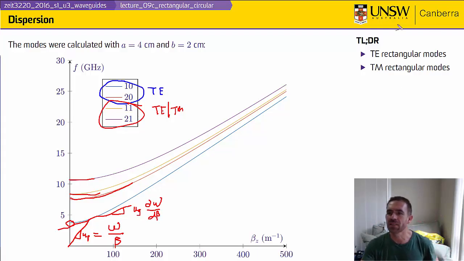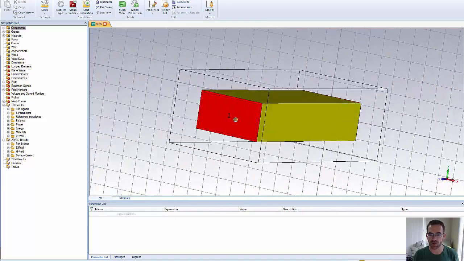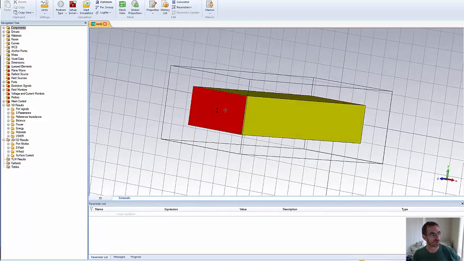So now in order to illustrate this a little bit differently, what I'm going to do is pull up CST Microwave Studio, and we're going to take a look at the solutions to the waveguide equation, to the Helmholtz equation done numerically. Okay, so now what I have open is CST Microwave Studio, and here you can see that I've got a waveguide built. This is similar to the one that I built in class on Tuesday.